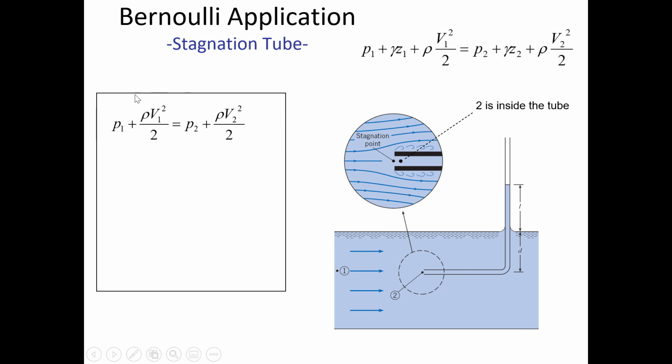So that's where we're at here on the left. And then we can rearrange that if we know that V2 is 0. So there's no velocity at location 2 because that's inside the stagnation tube. So I'm saying V2 is 0. And let's just group the pressure terms together. And then solve for V1 by knowing what the pressure at 1 is.